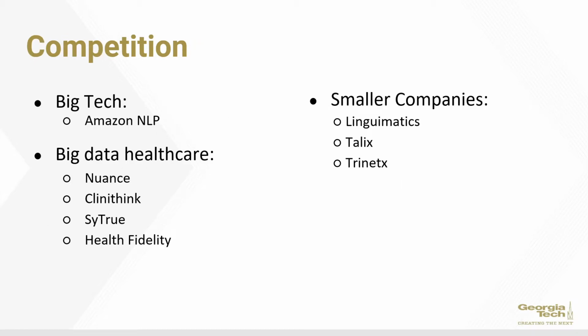So here are a couple of our potential competitors. Big tech corporations like Amazon have huge experience in doing NLP and working with healthcare, but they're known for not being HIPAA compliant. Big data healthcare companies, like the ones listed below, are just starting to use NLP and are in the process of implementing it, but their business case doesn't match our use cases for NLP. A lot of smaller companies typically don't cater towards healthcare.